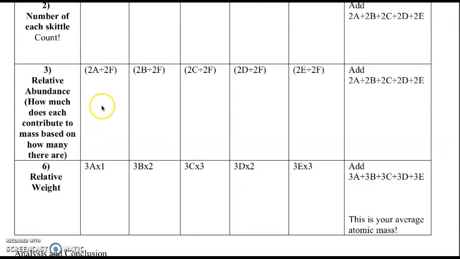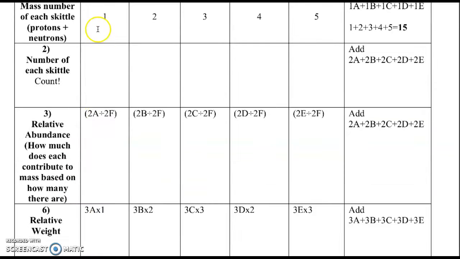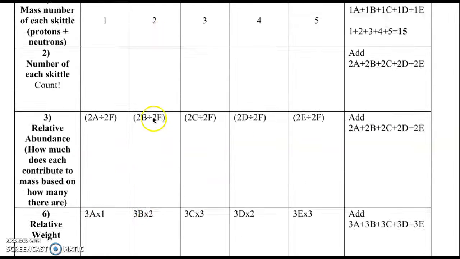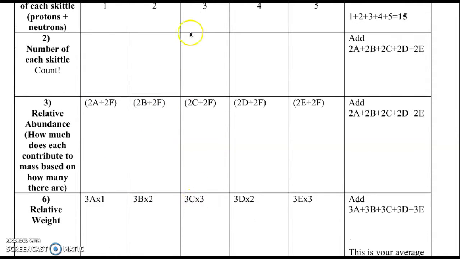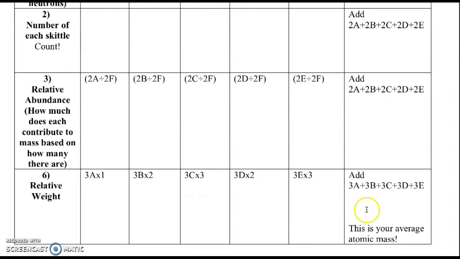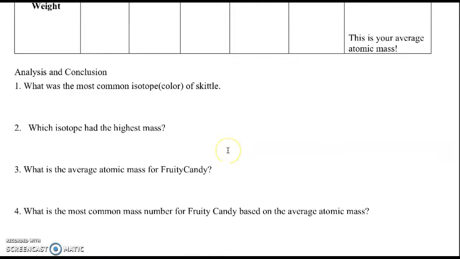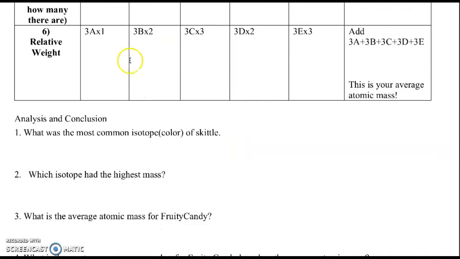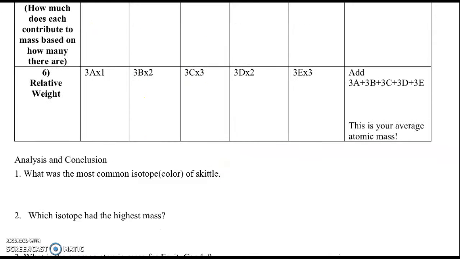So I'm going to take 3A times the mass of the Skittle, 1, 3B times the mass of the Skittle, 2, 3C, this number times 3, 3D times 4, and 3E times 5. And then you add them all together, and that's going to be your average atomic mass. Then you have a couple post-lab questions to ask. So I have a couple number things that I got to edit here, but the idea is the same.